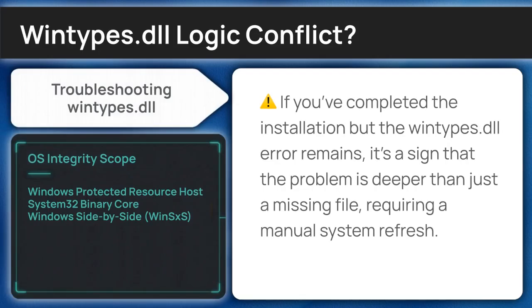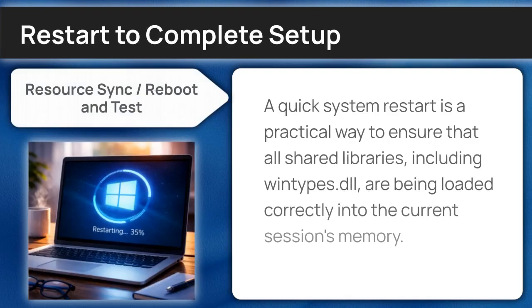active blocks in the system path. Performing a restart can determine if the error is just a transient environment glitch. A reboot refreshes your system's path variables and can sometimes reestablish a broken link to the Wintypes library file.